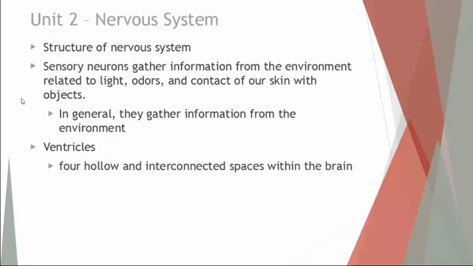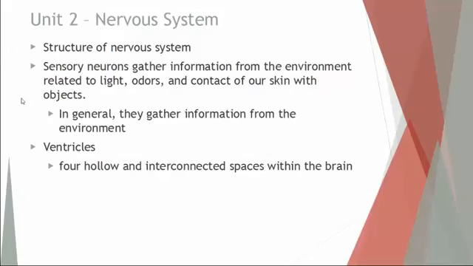Okay, for this unit, we will talk about the nervous system. We'll talk about the general structure of the nervous system, some basic components of it, and how it works. First of all, the basic structure of the nervous system. The nervous system has two main divisions. You have the central nervous system, which is the brain and the spinal cord, and then the peripheral nervous system, which are all the nerves that branch off of those. So anything that's not included in the brain or the cord is considered the peripheral nervous system.